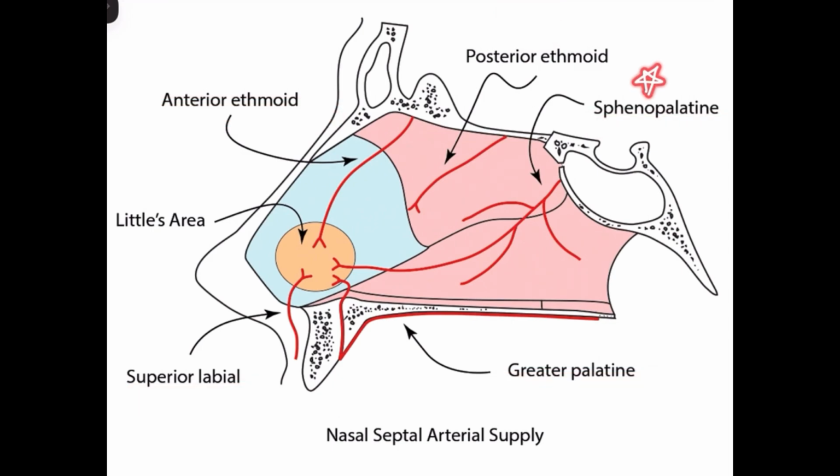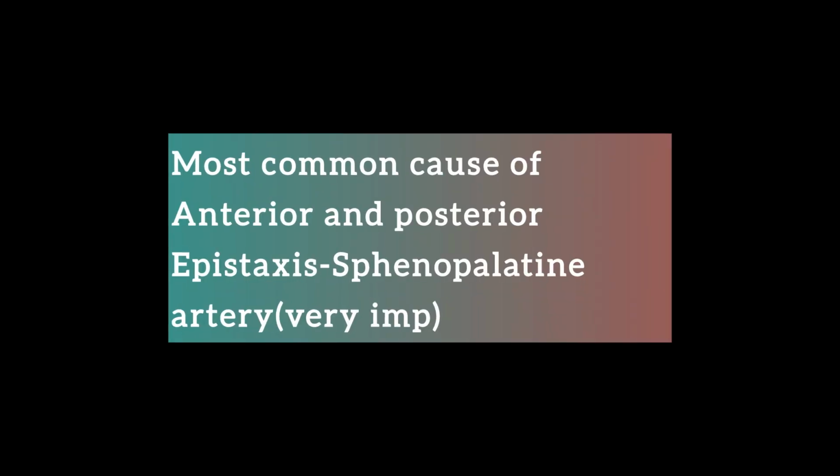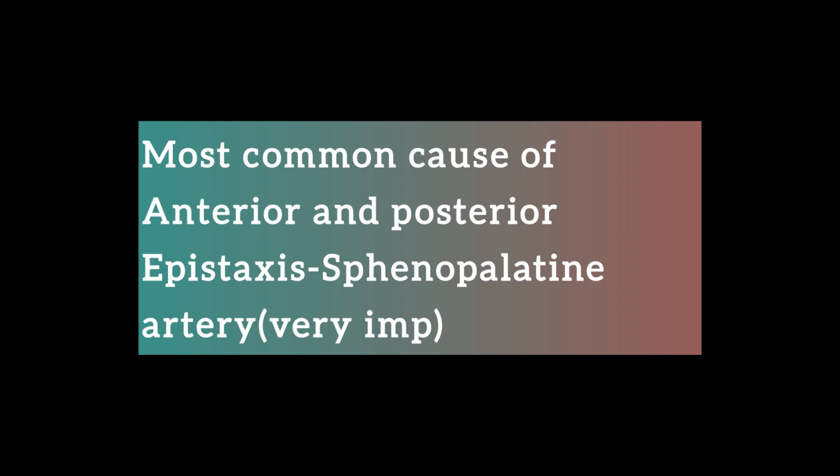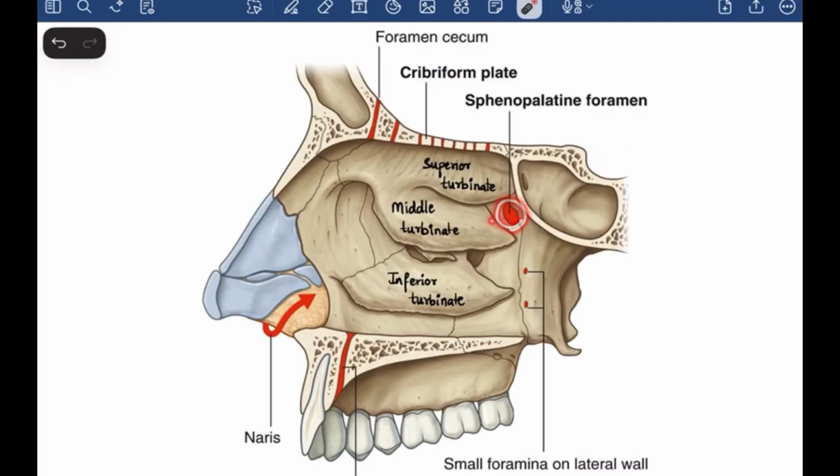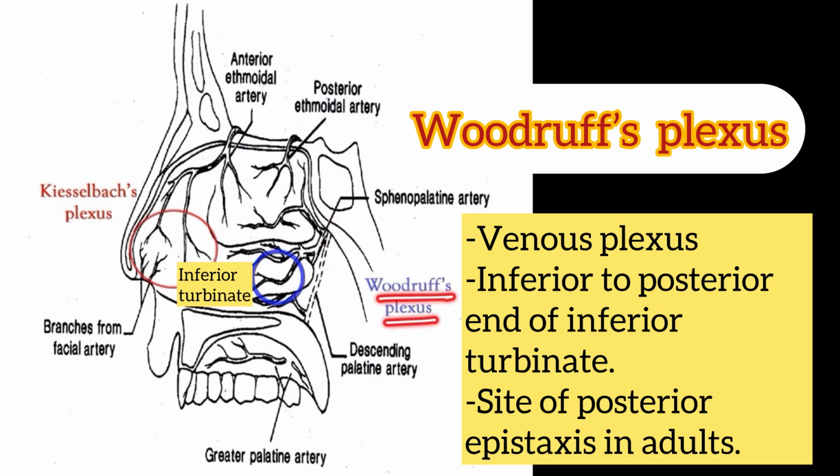Main artery of the epistaxis is sphenopalatine artery, which is the most common cause of the anterior and posterior epistaxis, and it is ligated at the sphenopalatine foramen, which is present 1 cm behind the posterior end of the middle turbinate. Coming to the Woodruff's plexus, which is the venous plexus situated inferior to the posterior end of the inferior turbinate, and it is a site of the posterior epistaxis in the adults.